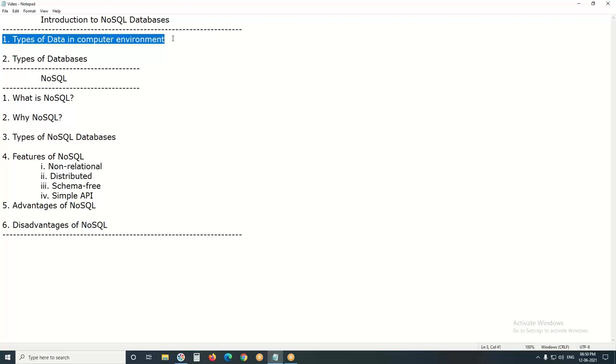In computer environment, we have different types of data like structured data, semi-structured data, unstructured data. Next, types of databases in computer environment. We have several types of databases. Some are saying distributed databases, cloud databases, etc. That is a different classification. In high-level orientation, we have two types of databases. SQL databases are relational databases.